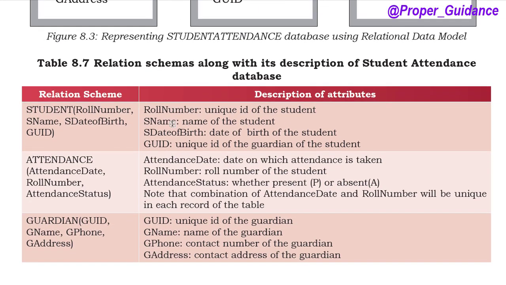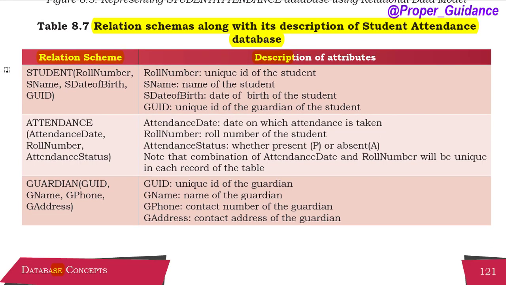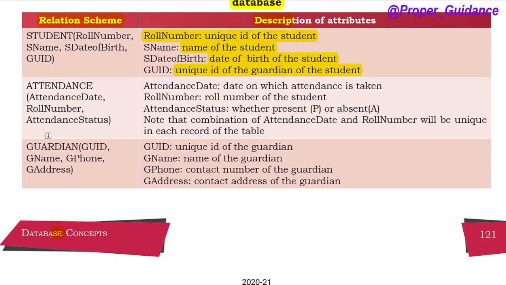Clear? Now, relation schemas along with their description of the student attendance database. See here, relation schema Student: roll number, S name, S date of birth, and GUID. Roll number means what? Roll number is the unique ID of the student. S name means name of the student. S date of birth means date of birth of the student. GUID is the unique ID of the guardian of the student. And for the attendance table also we can see that attendance date means date on which attendance is taken.